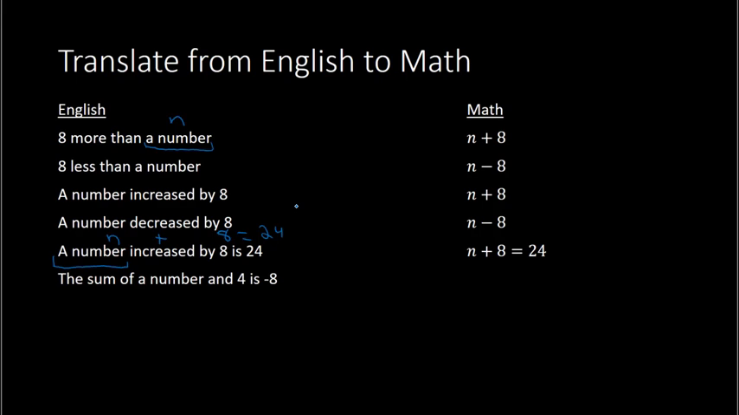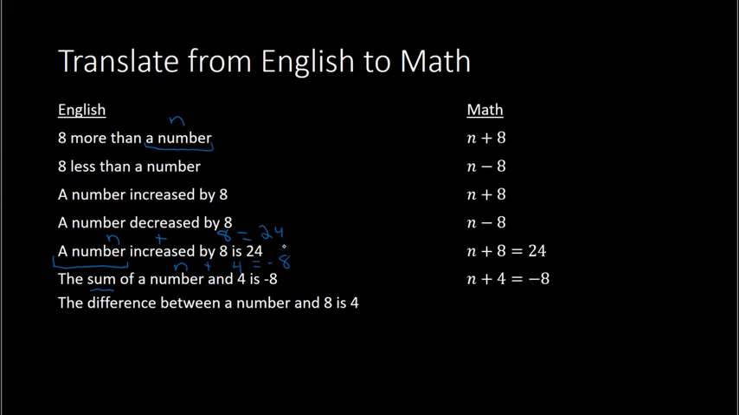Next we have the sum of a number and 4 is negative 8. So the sum means addition. So I'm adding a number and 4. So n plus 4, and it says it is or is equal to negative 8. So my math notation would be n plus 4 equals negative 8.